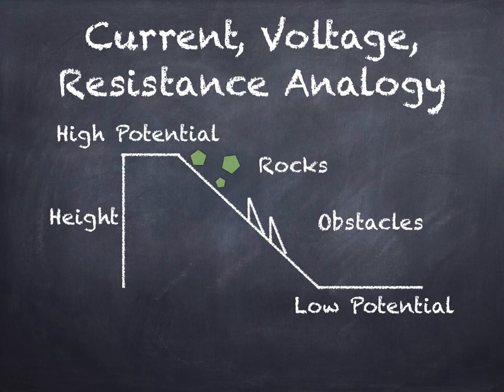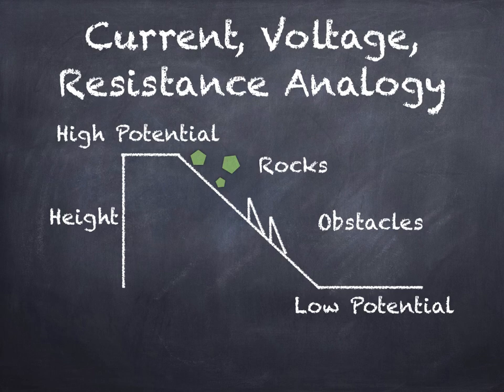The next thing you have to know is height. Height is the difference between the high potential and low potential. So let's say that this hill is 400 meters tall. Or let's say this hill is 600 meters tall. So when I tell you the height, you have an idea of the difference between the high potential and low potential. Alright, I think you got this analogy nailed.